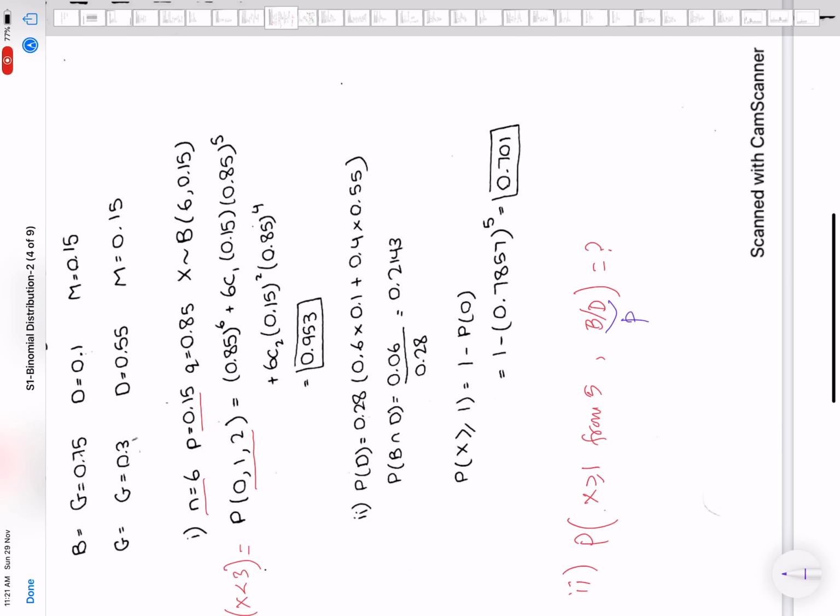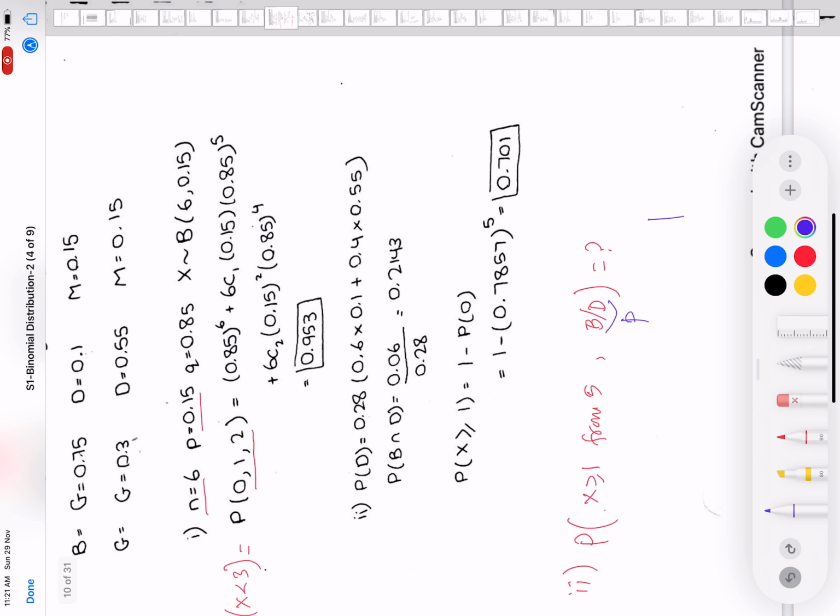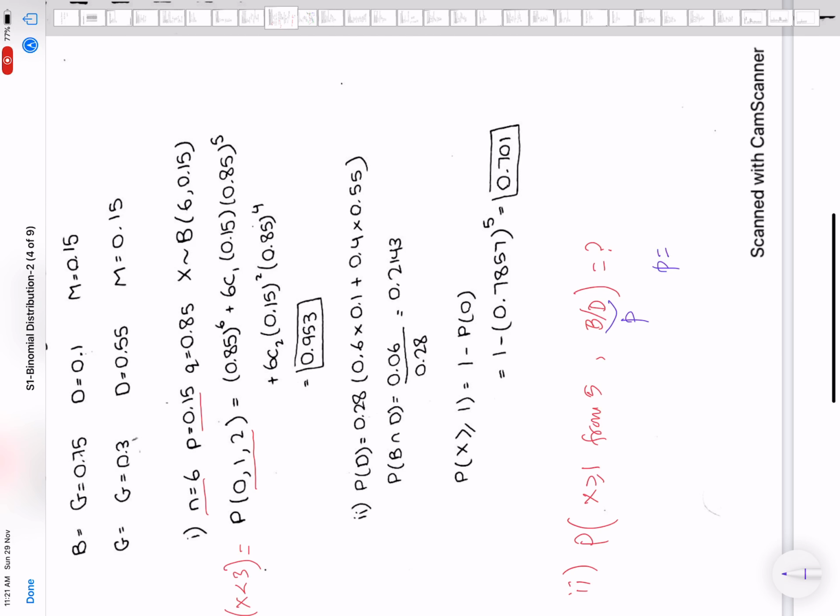So this P is basically conditional probability. I'm writing this here as probability of boys given drama. Boys who participate in drama is 0.06, and the probability for drama is 0.28. So P will be 0.2143. I'm leaving the calculation of conditional probability.